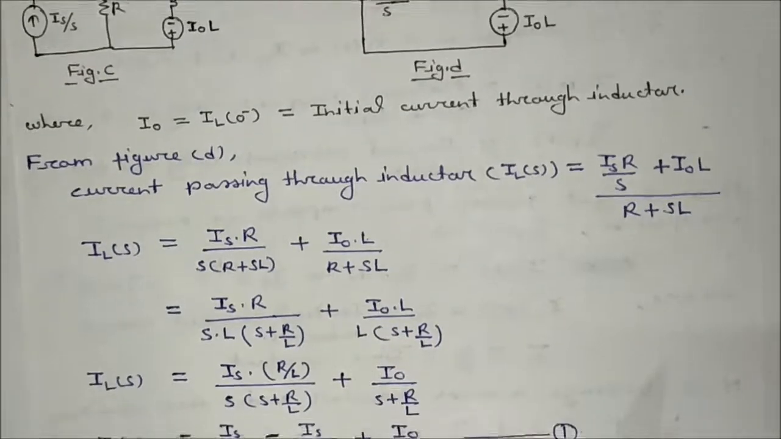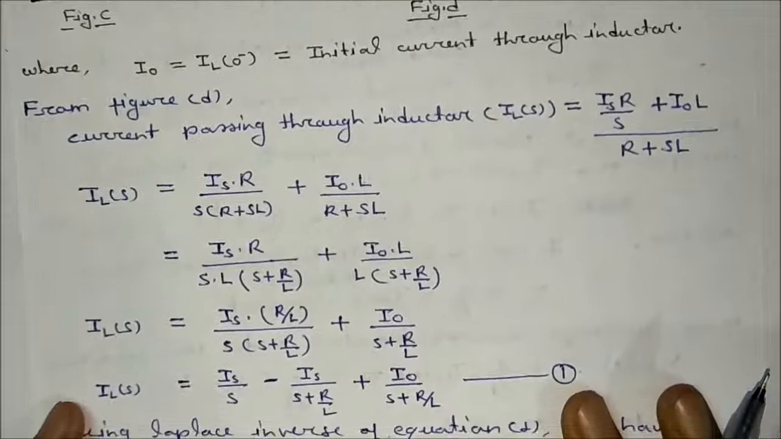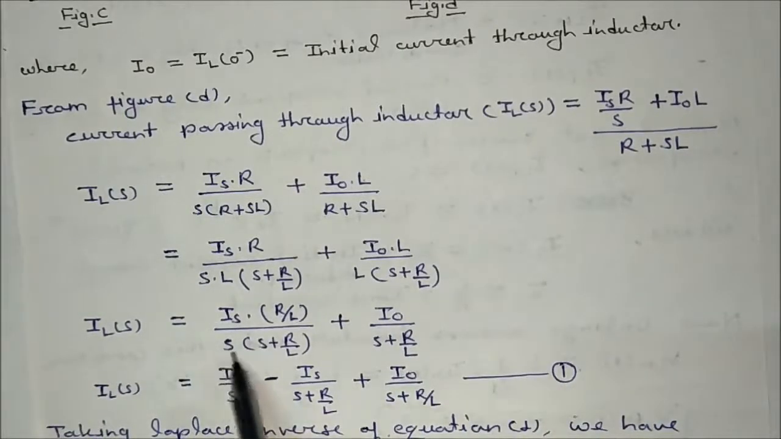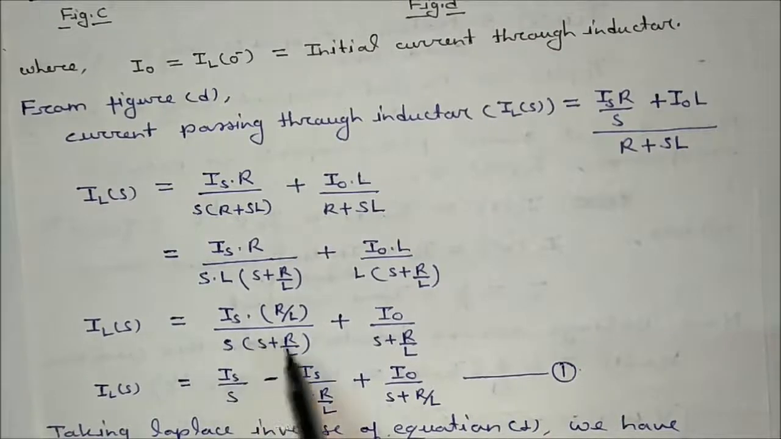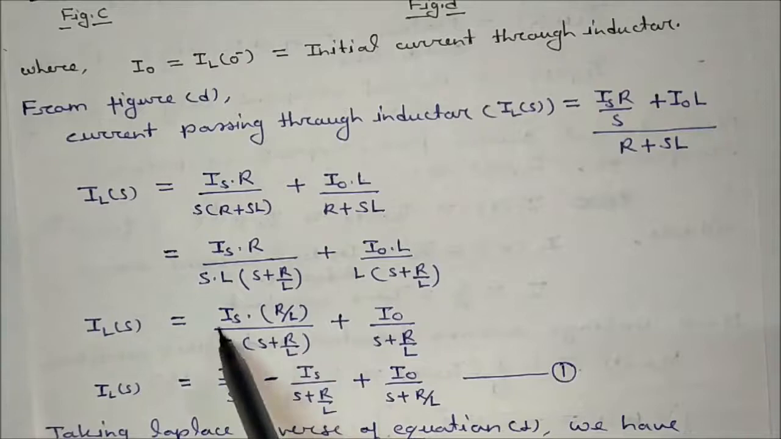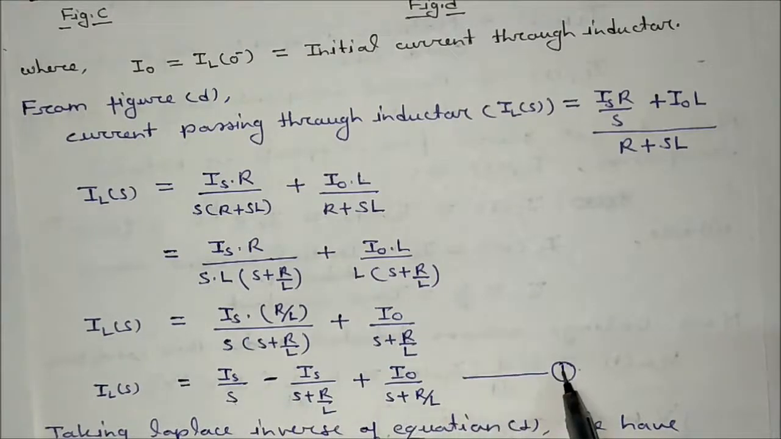Okay, now see, the whole equation can be converted like this. Now this is the function of 1 by S bracket S plus A, and this can be what? Taking the partial fraction of this one. If you take the partial fraction, you will come out with Is by S minus Is by this one and this one. You will get this expression by doing the partial fraction of this equation.